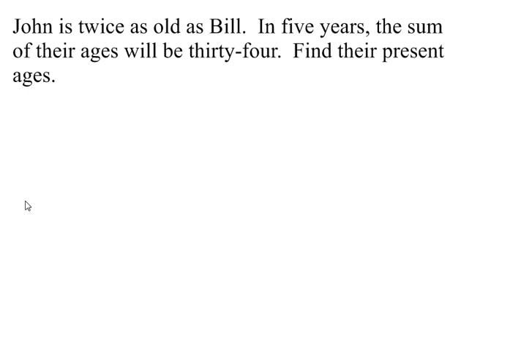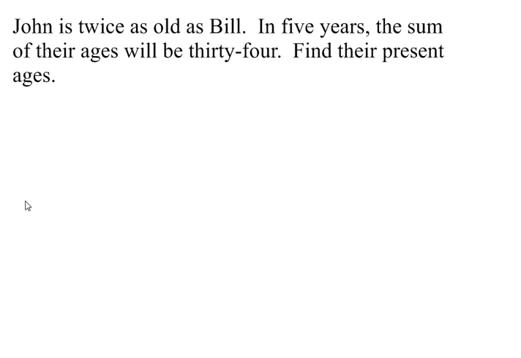So here's our second example of an age problem. It says, John is twice as old as Bill. In 5 years, the sum of their ages will be 34. Find their present ages. Just like in the last question, I will want to use a table to get a sense of what I'm doing.